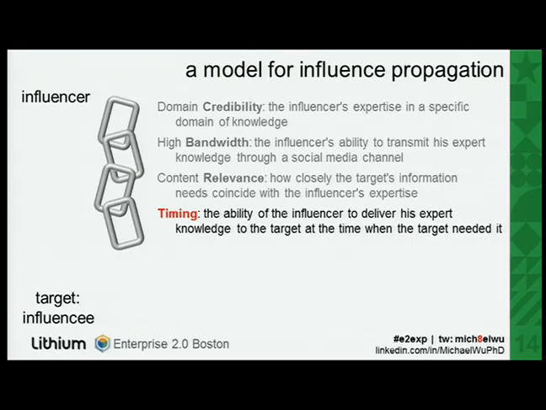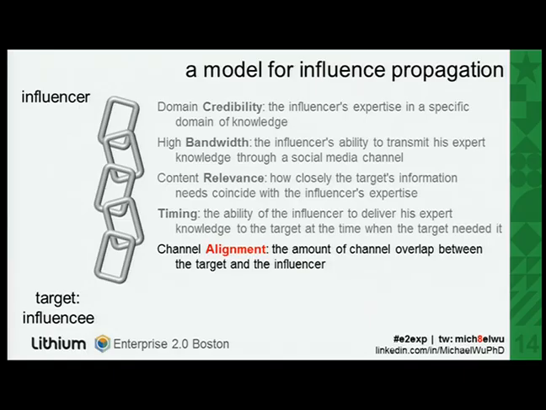Okay? So the fifth factor is channel alignment. What that means is that the influencer and the influencee better be in the same place. That works both online and offline. If you're trying to influence people on Facebook, it won't help you to find an influencer on Twitter, unless they're also on Facebook. Same thing if you have a marketing campaign in Boston: it's not going to help you to find an influencer in San Francisco. His influence is not going to be able to propagate here, unless he comes here.